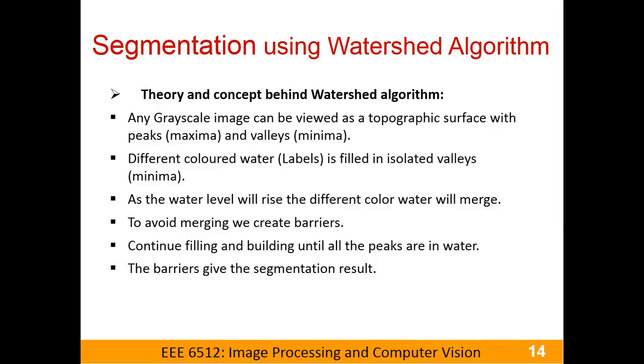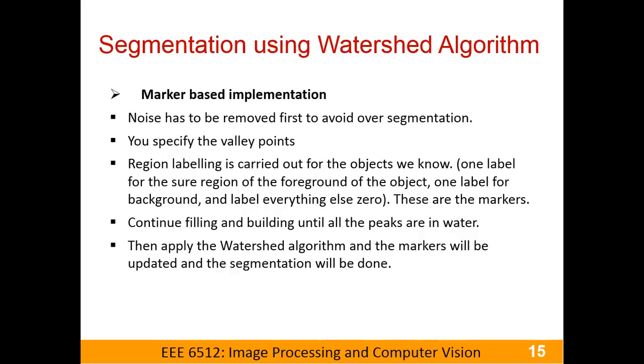But to implement this, the noise or irregularities in the image have to be removed to avoid over segmentation. So we implement a marker-based watershed algorithm. First, we specify the known points, and then region labeling is carried out for the objects we know. We give different labels to the foreground, the background, and the unknown region. If we are sure that a particular region is part of the foreground of the object, we give it label 1.